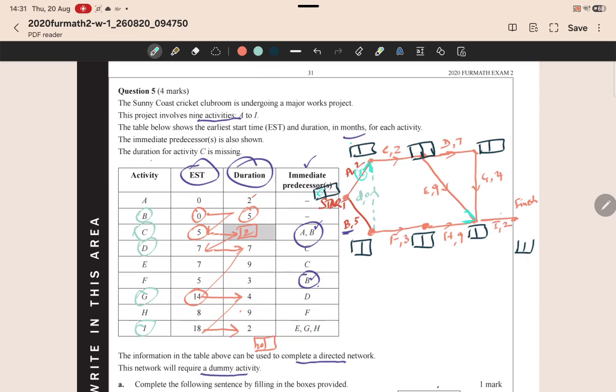And then I come along B, and 0 plus 5 is 5. And then the dummy is 0, so 5 plus 0 is 5. Now the larger value being 5, because we're doing a forward scan, let me write 5 here.